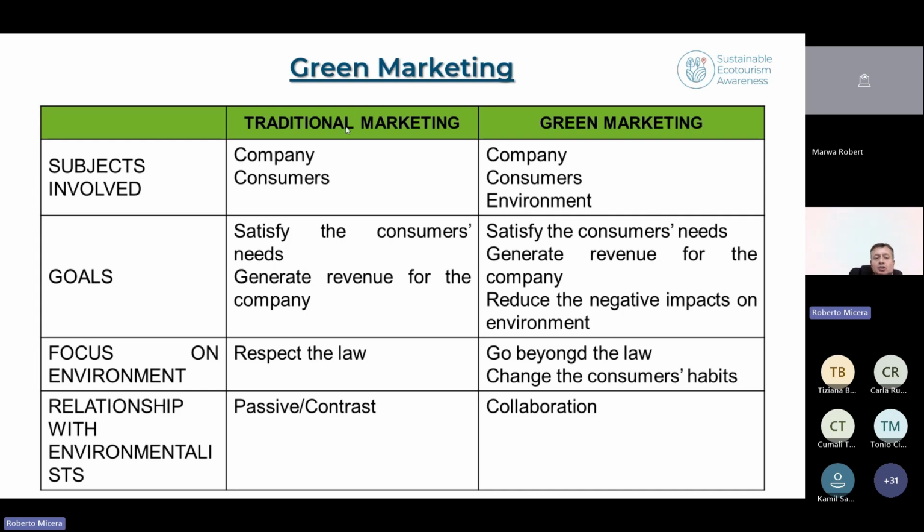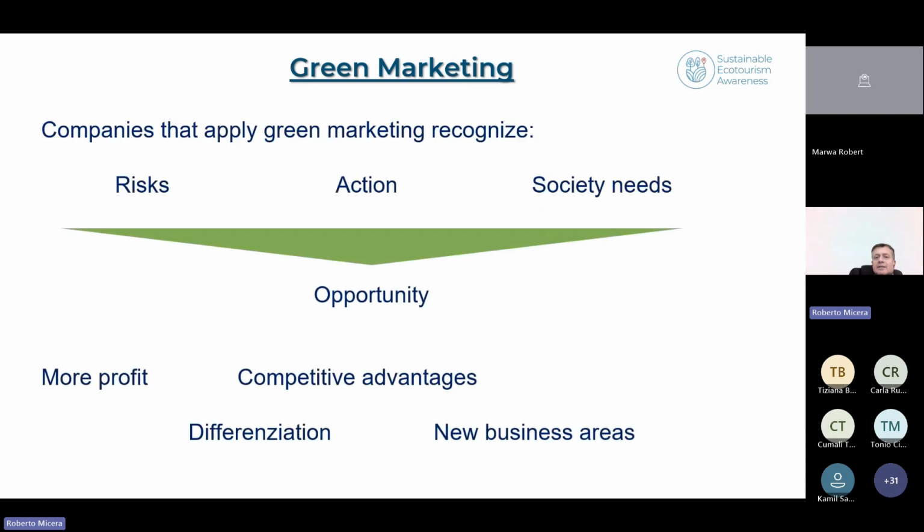If we consider the relationship with the environment or with environmentalists, in the traditional market it is passive or in a contractual way. Now within green marketing we have collaboration. The companies that apply green marketing recognize the risks and society's needs as opportunities to increase the profit, to increase the competitive advantage, to differentiate the firms, but also to go into a new business area.